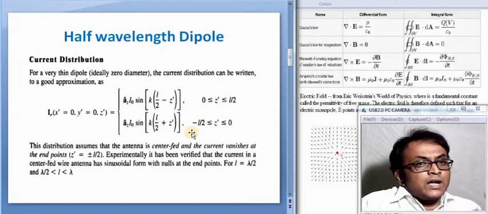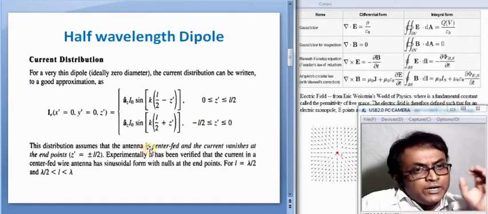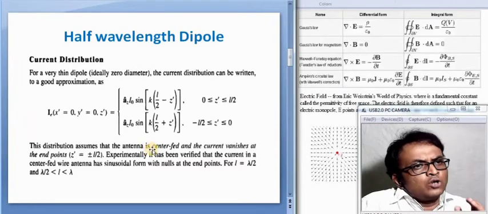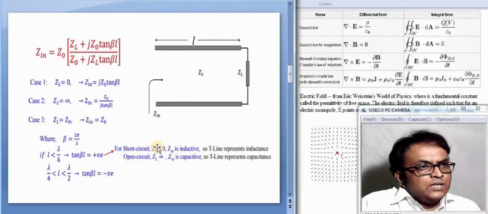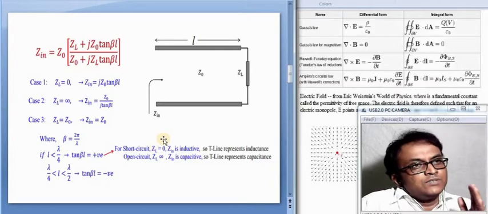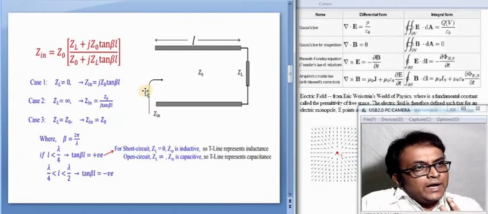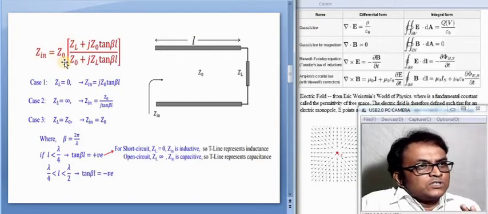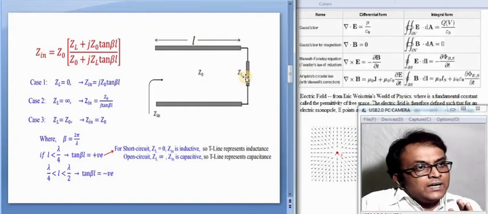In all this analysis, we also assume that the diameter of the wire should also be very small, at least lambda by 10 or less. If we analyze it with the transmission line model, we can find the input impedance of the antenna, and the equation will be like that: Zin is equal to Z0, where Z0 is the characteristic impedance of the transmission line, and ZL is the load impedance.